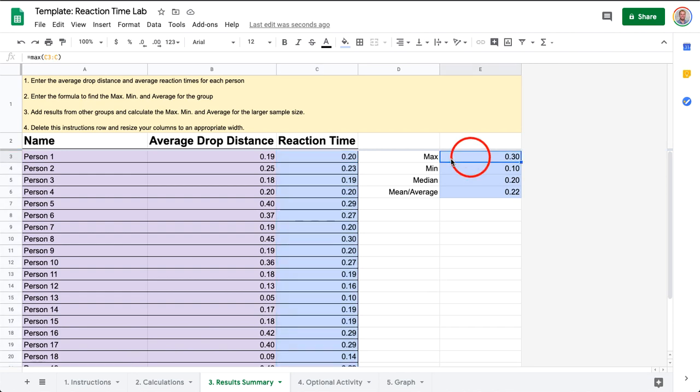If I look over here, I've also got some formulas where I've got the max value. So the slowest person had a reaction time of 0.3. The fastest person had a reaction time of 0.1 second. The median reaction time was 0.2, and the mean or average was about 0.22. And you'll notice that, again, if you look up in the formula bar, those formulas are pretty much exactly what you'd expect. Equals max, equals min, equals median, equals average.